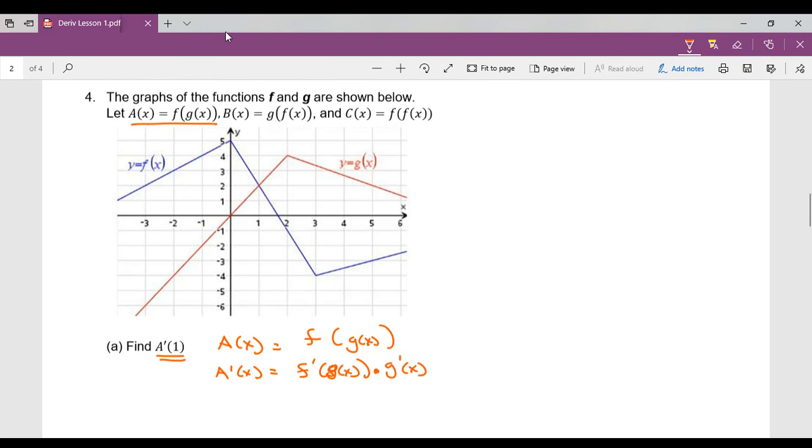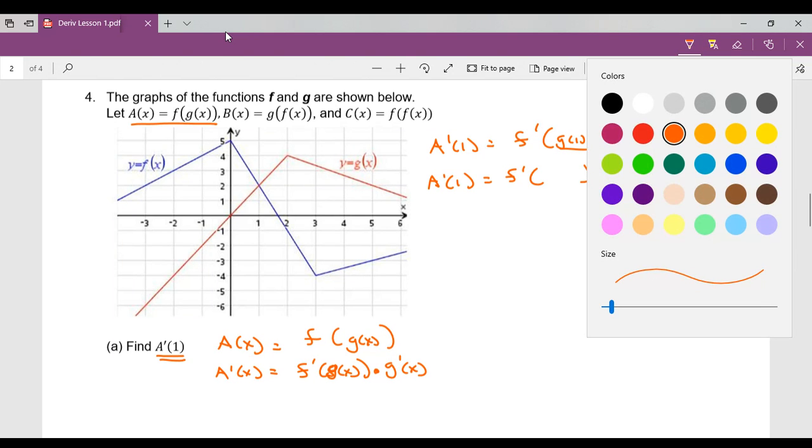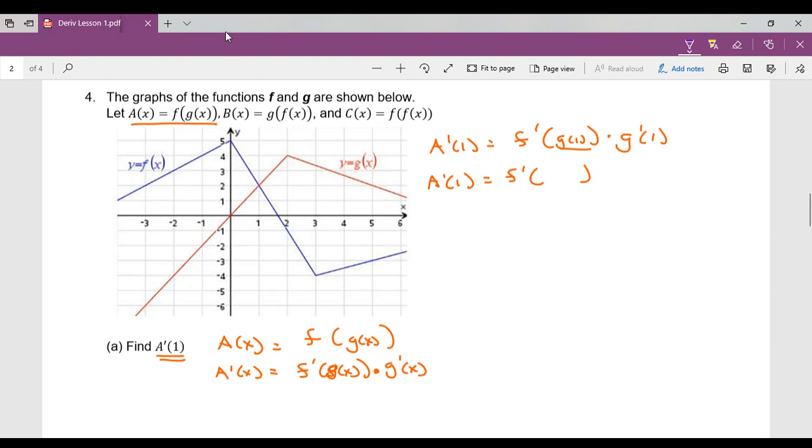So you're like, all right, how do I do this? I'll bring it back up here. You want a prime of 1, so just plug a 1 in where you see an x. That's f prime of g of 1 times g prime of 1. You have to work from the inside out. So the first thing you do is g of 1. How do I do g of 1? I have the graph of g, for God's sakes. So here's g. g of 1 looks like that, outputs 2.